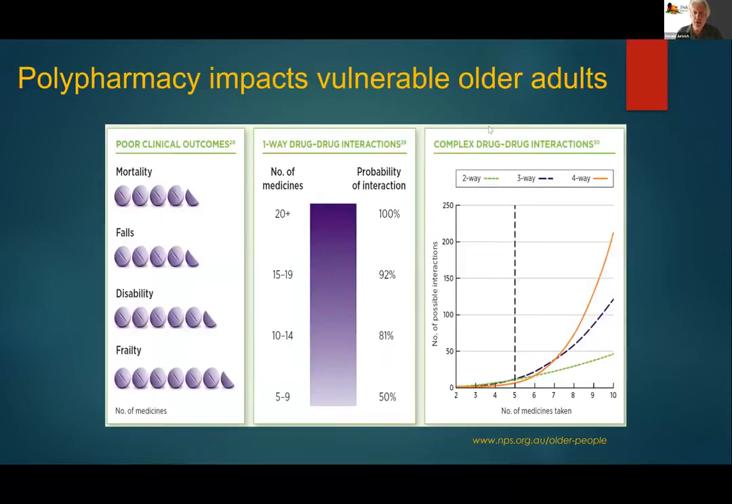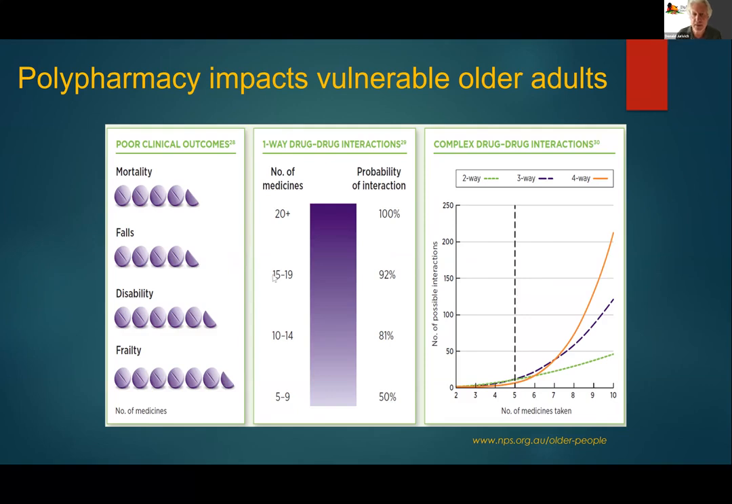The other issue of disproportionate harm with older adults relates to polypharmacy. And so you can see on the left-hand column here, these poor clinical outcomes: with 4.5 medications on average, mortality rates increase. Falls similarly are increased with increased medications, higher levels of disabilities, and finally, the concept of people progressing to frailty and disability associated with that.